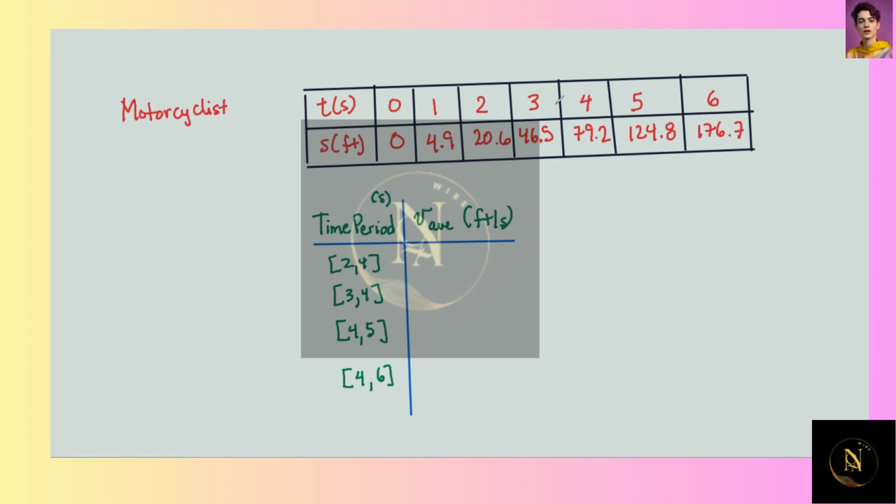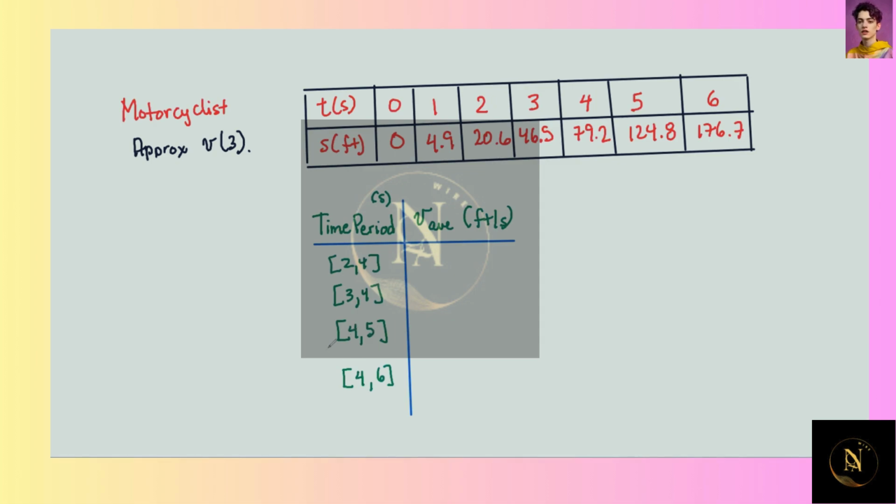However, we're going to use the data and find average velocities for different time periods, and then use that to predict our instantaneous velocity at 3. So our goal is basically to approximate the velocity at 3 seconds. All right, that's our goal. Okay, so notice we have different time periods. We have 2 to 4, 3 to 4, 4 to 5, and 4 to 6.